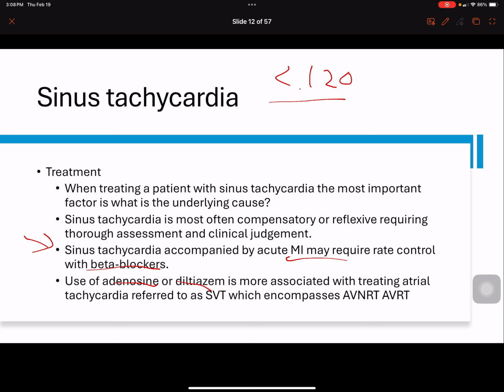Primary go-to is going to be adenosine for our regular rhythms, meaning our R to R is regular. Diltiazem, we can use in regular R to R rhythms, or we can use it in atrial fibrillation with rapid ventricular response, which is probably more common in most protocols.